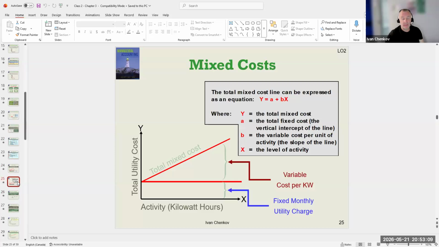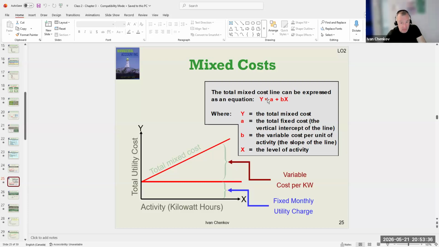How are we going to express this? Now, if we have the fixed cost and the variable cost, how are we going to get the total cost? Well, the total cost obviously is going to be the fixed cost plus the total variable cost. Now, what's going to drive the variable cost? Cost per unit and usage.